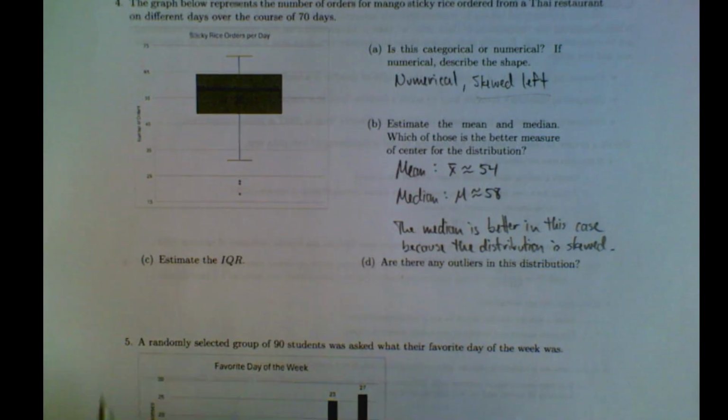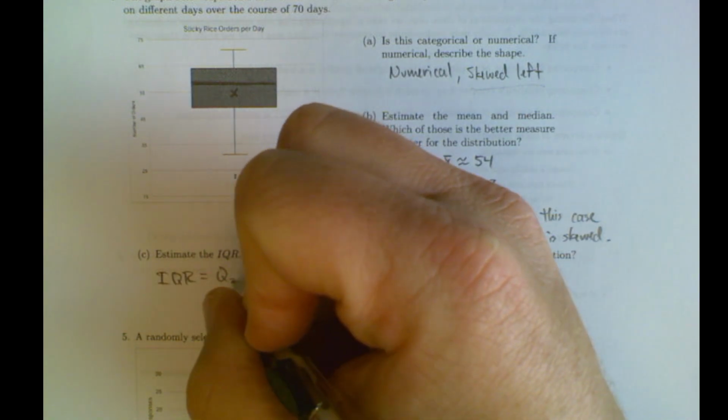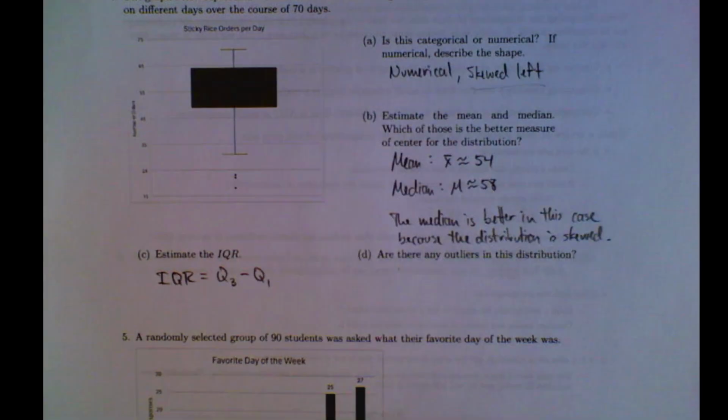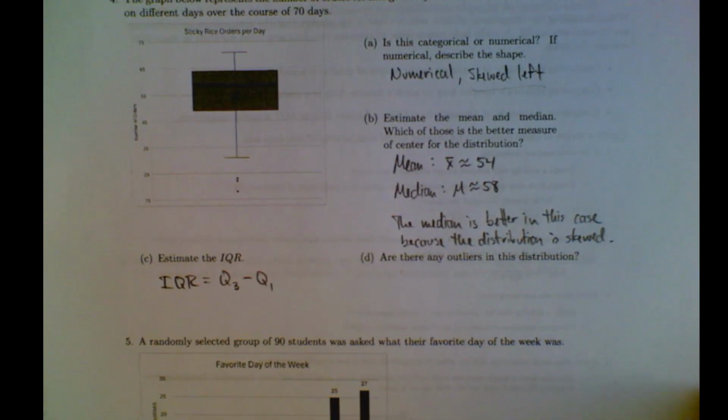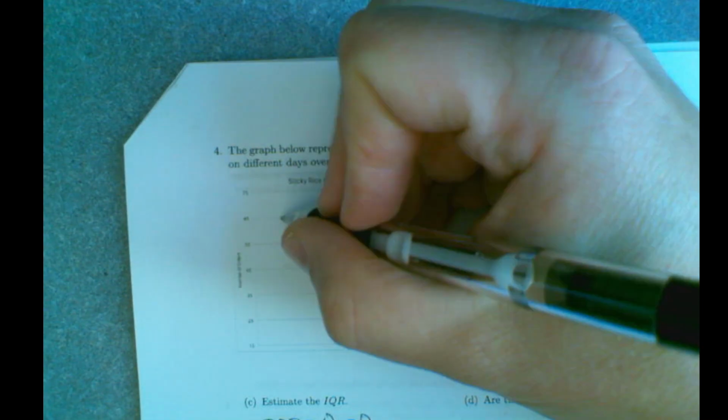Okay, now on to part C. It says estimate the IQR. Remember that IQR is Q3 minus Q1. Looking at our box plot, the way that we see Q1 and Q3 is these values right here. This one would be Q3, and this one would be Q1. They're the edges of our box.